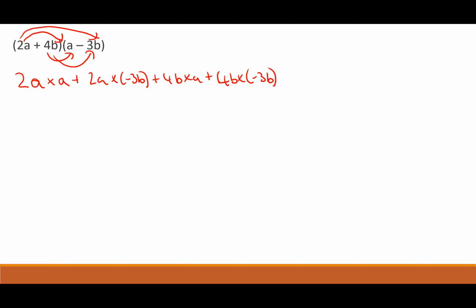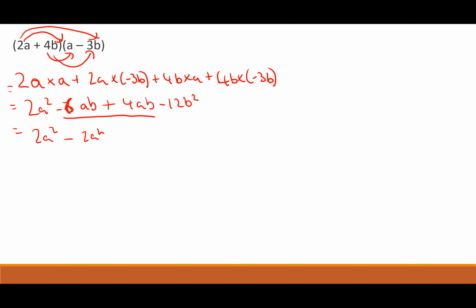Okay, and that's going to give us 2a squared minus 6ab plus 4ab minus 12b squared. We can combine this to get 2a squared minus 2ab minus 12b squared. Okay, it's a fairly straightforward example.